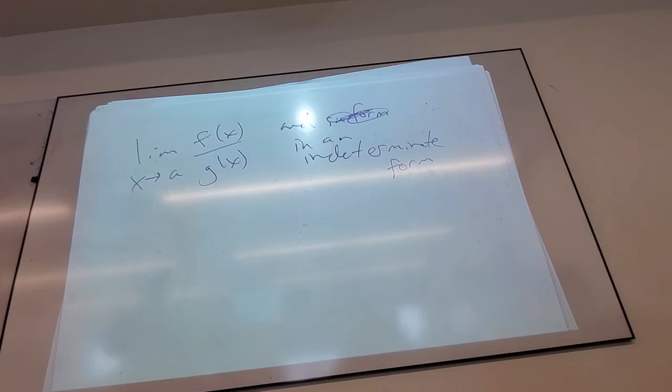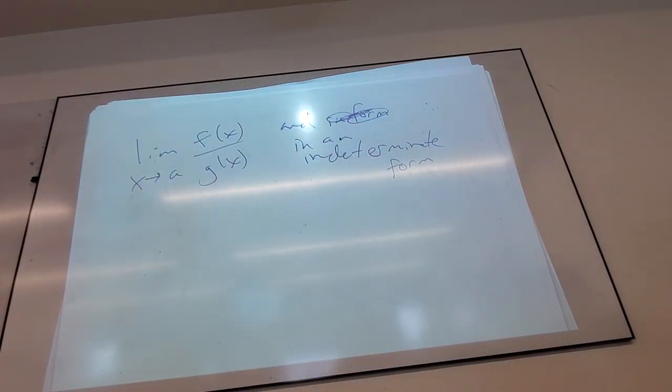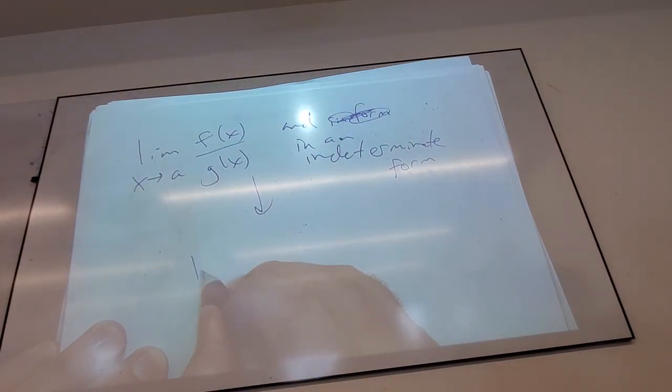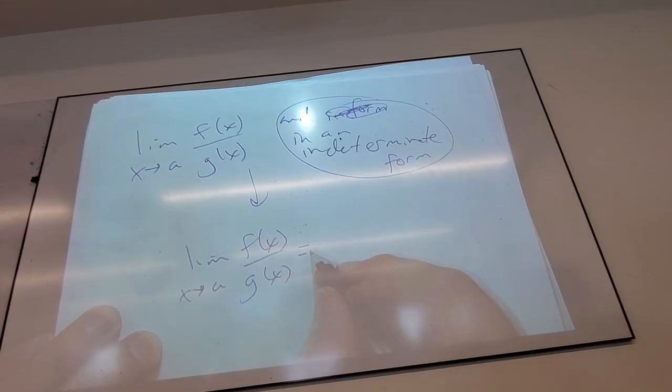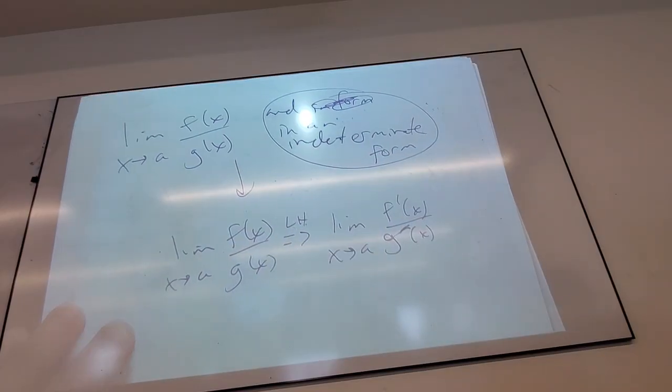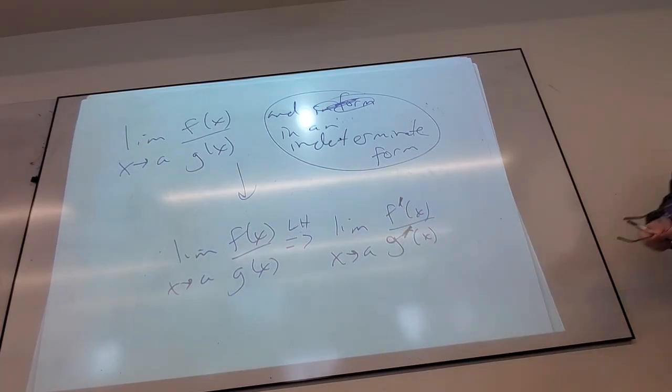So today we're going to learn some new ones. Yay! That wasn't enough, Jeff. I want more. Okay, I'll give you some. L'Hôpital's rule essentially says, if this is true, and the functions have to be continuous and differentiable at a, then this is true: f prime over g prime.